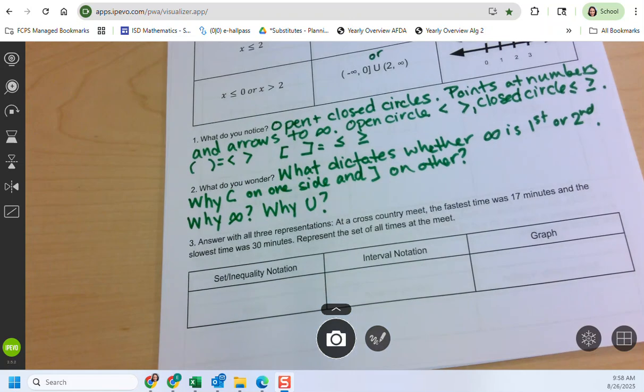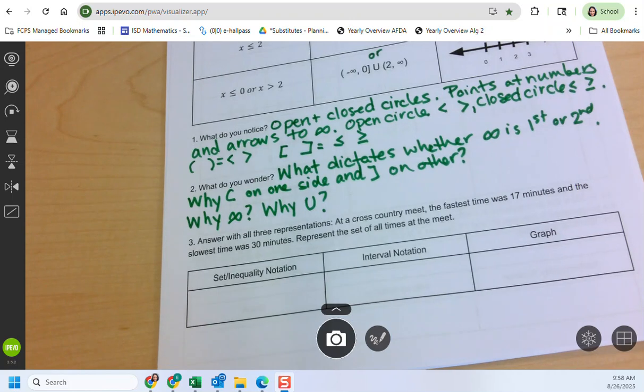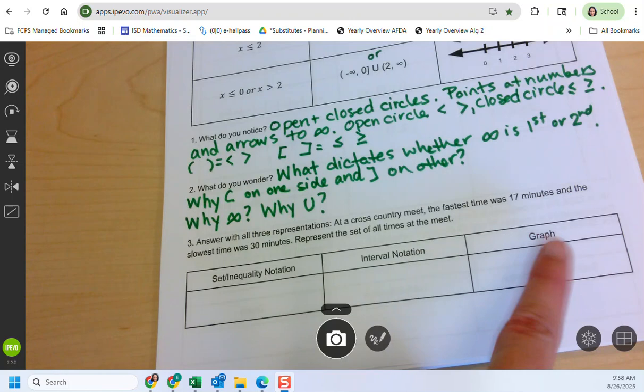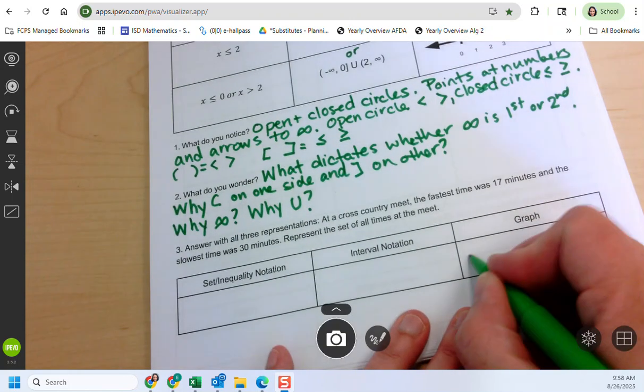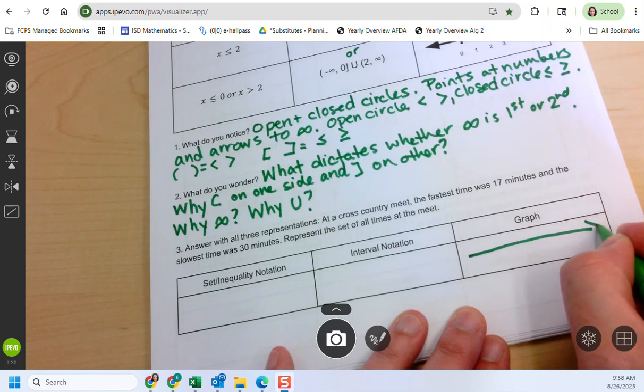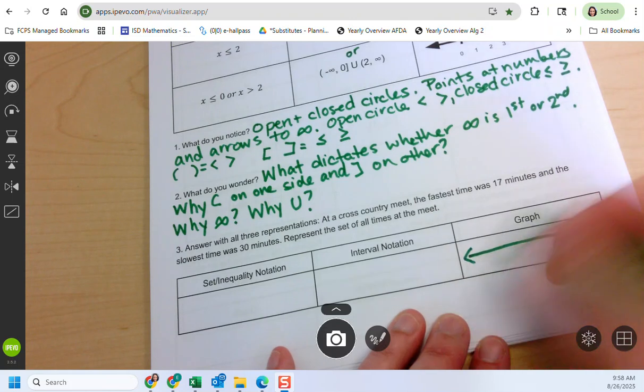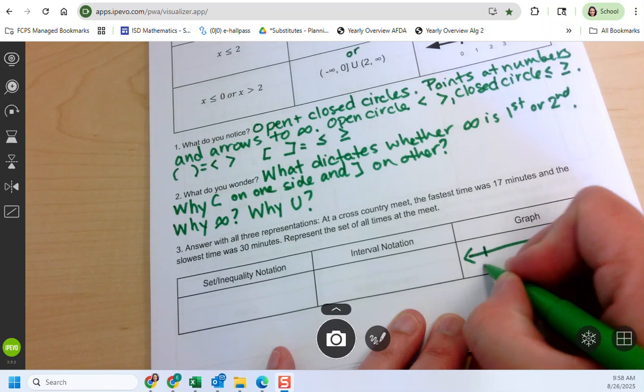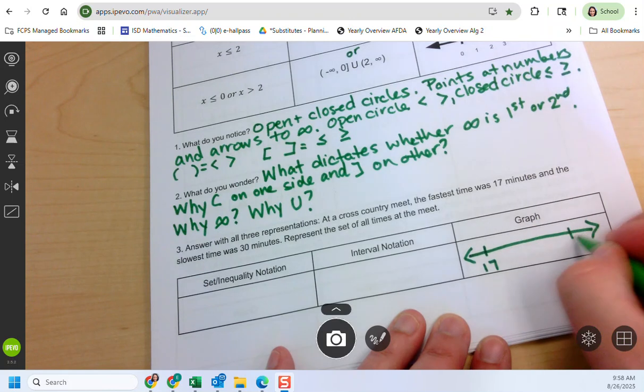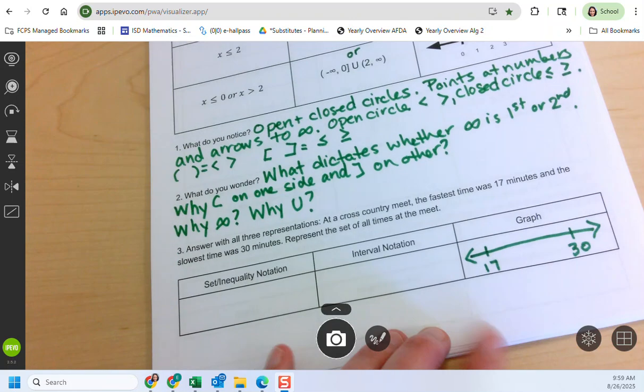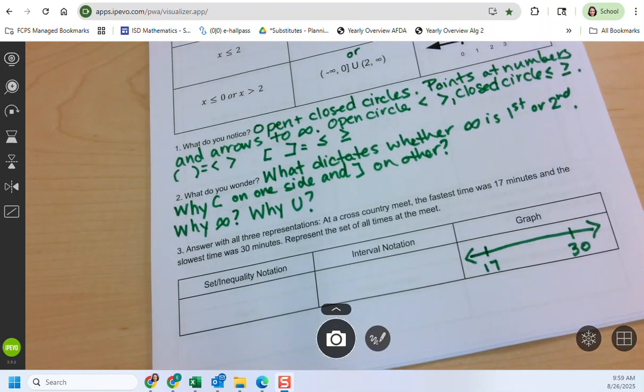Okay, down here, some of you guys already started this, but if you didn't, we're going to do it right now. At a cross-country meet, the fastest time was 17 minutes and the slowest time was 30 minutes. Represent the set of all times. So, in inequality notation, actually, let's start with the graph. Let's start over here on the graph. We need to show the set of times between 17 and 30. And so I'm just simply going to write a 17 and a 30 without trying to show the 13 marks in between. That's just a lot to write, right?